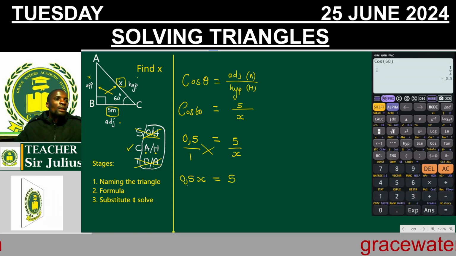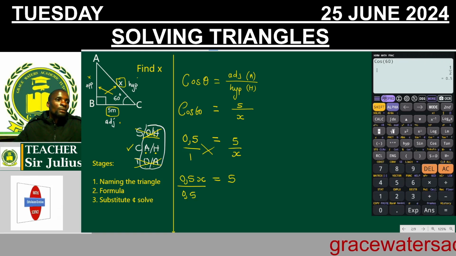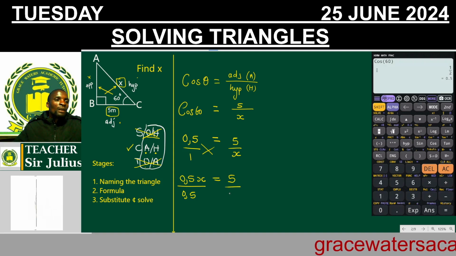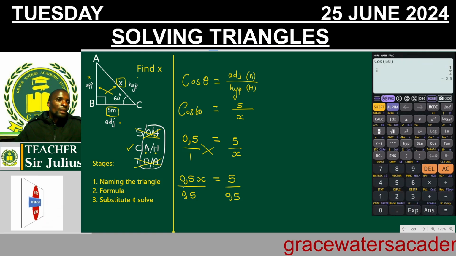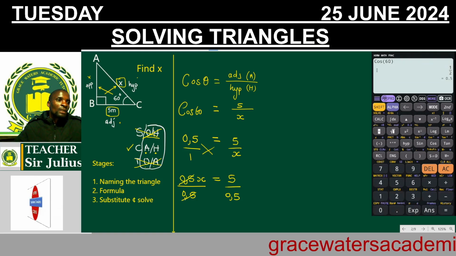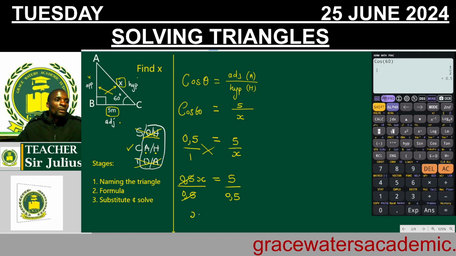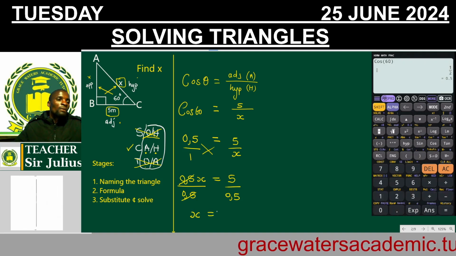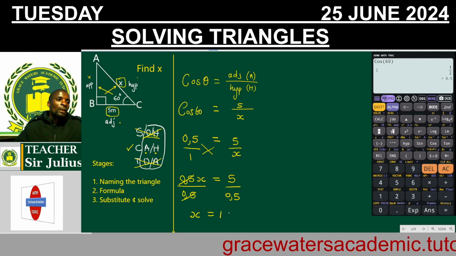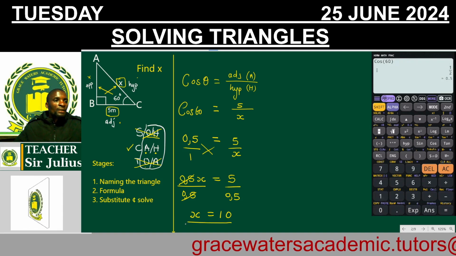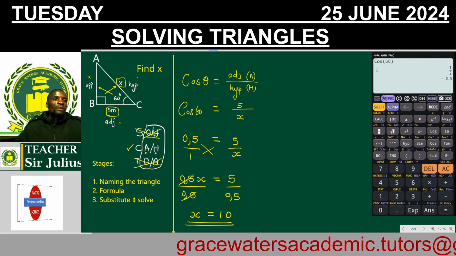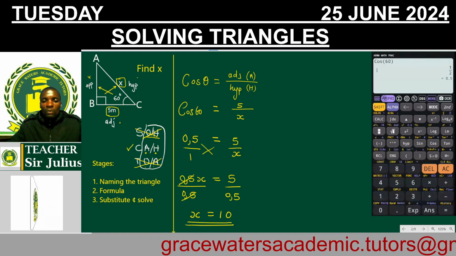Okay, and then now we divide here by 0.5 and then divide by 0.5, the law of removing coefficients. This means 0.5 cancels 0.5, you are left with x being equivalent to 10. Okay, 5 divided by 0.5 is 10. So this is how we solve it. Believe you have understood it well.